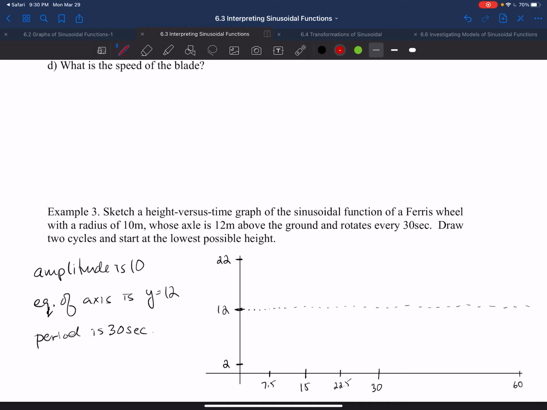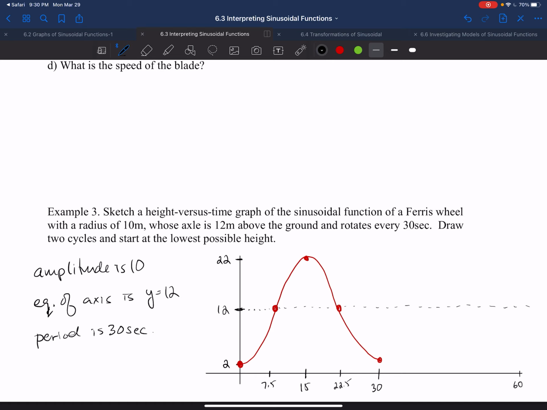So because it says draw 2 cycles and start at the lowest possible height, I'm going to start at the lowest possible height, which is there. So in the first quarter of my period, so 7.5, I'm going to go from the lowest point to the middle point. And then in the next quarter, I'm going to go to the highest point. And then I have to come back down. So the next quarter here, next quarter. So this is my sinusoidal function. So it's an upside down cosine function.